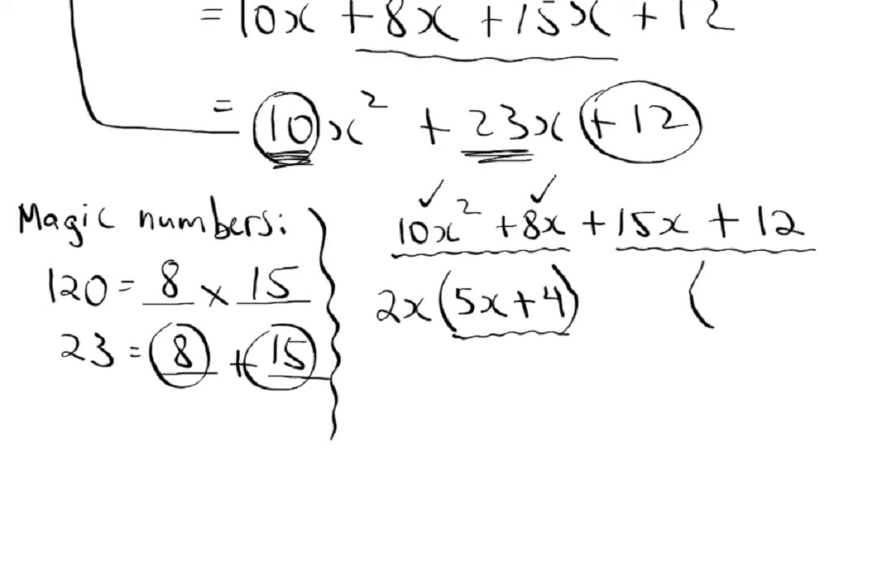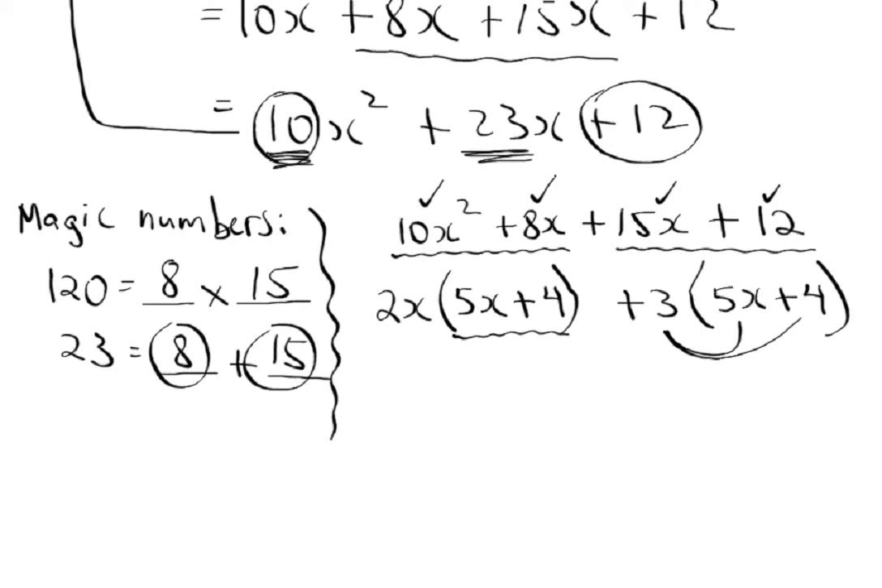So I always like to just start by writing out what's in the brackets, and then I think my way backwards. 5x times what would give me positive 15x? And that would have to be plus 3. And then I check my work. Plus 3 times plus 4 is 12. So yes, those are now factored as well.